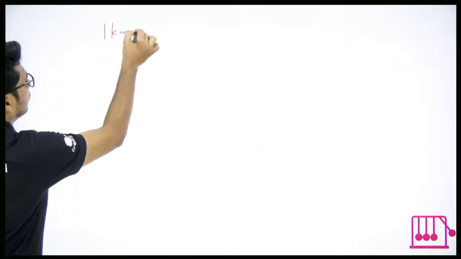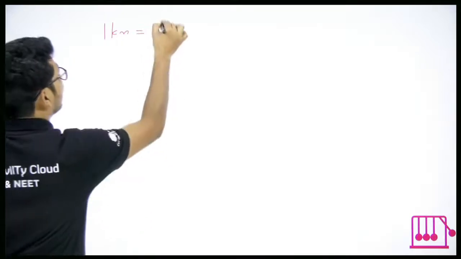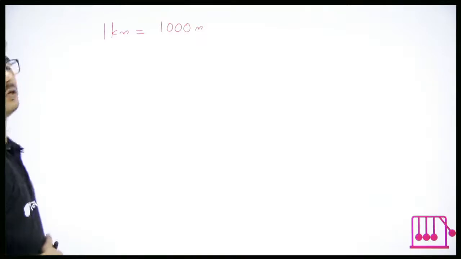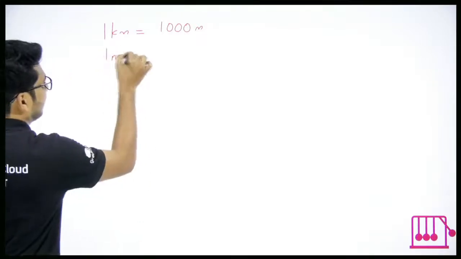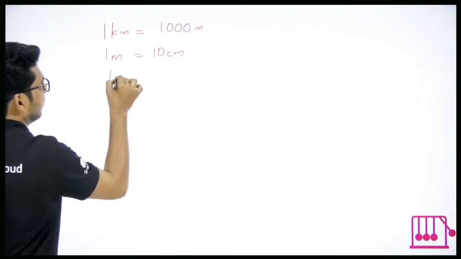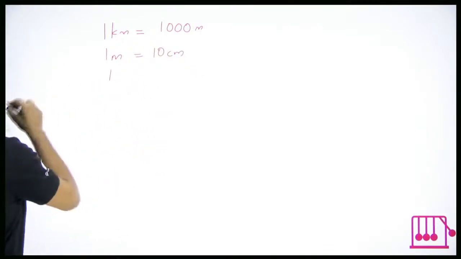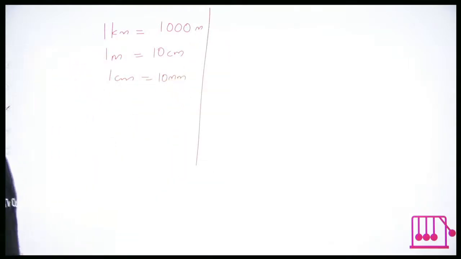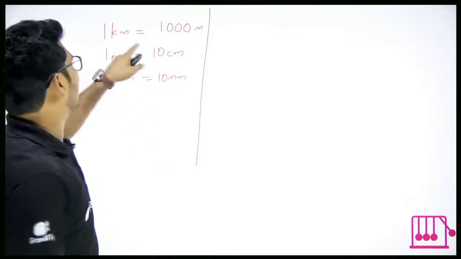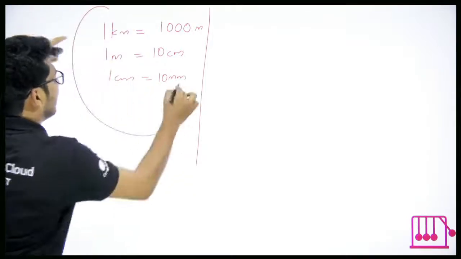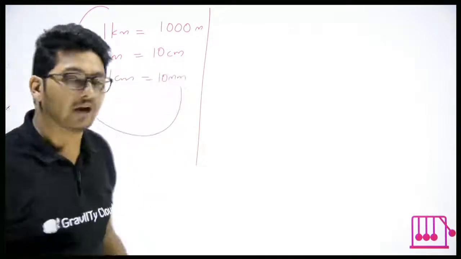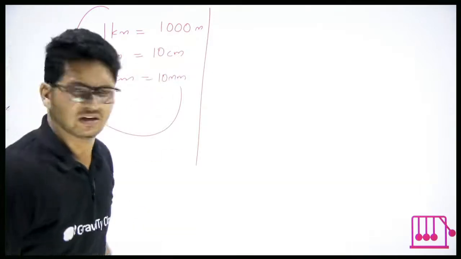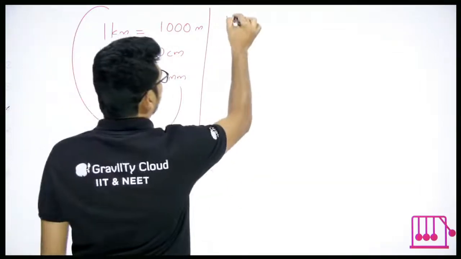So first, what do we know about kilometers? We know that 1 kilometer is 1000 meters. And what else do we know? We know that 1 meter is 100 centimeter and 1 centimeter is 10 millimeter. We know these three. And our target is to get the relation between kilometer and millimeter. So I'll first convert meter into centimeter, then centimeter into millimeter. Very simple process. We'll start with kilometer.